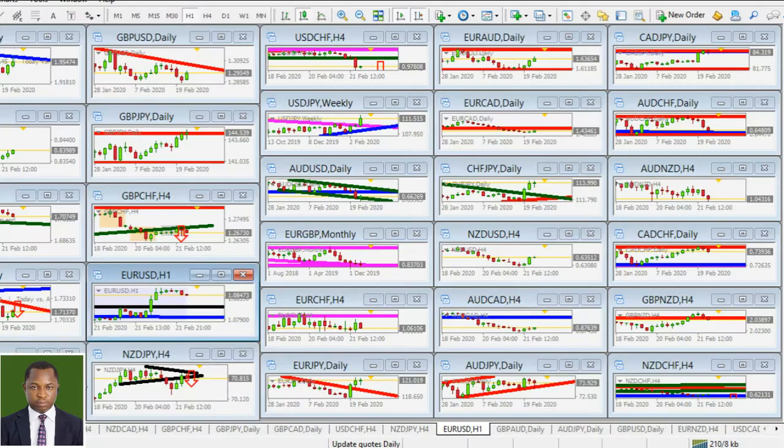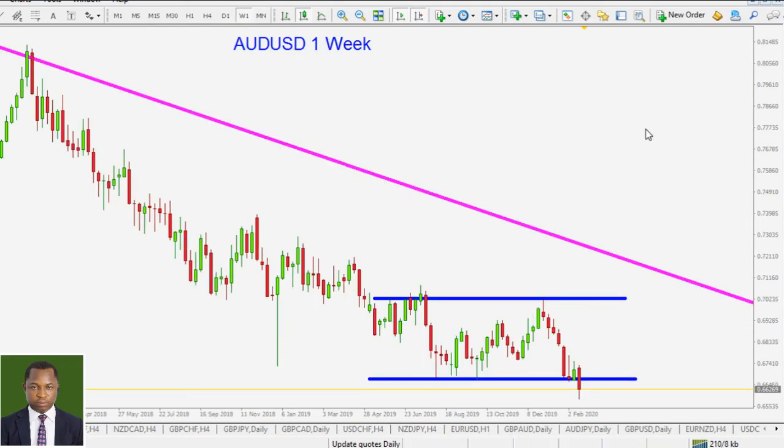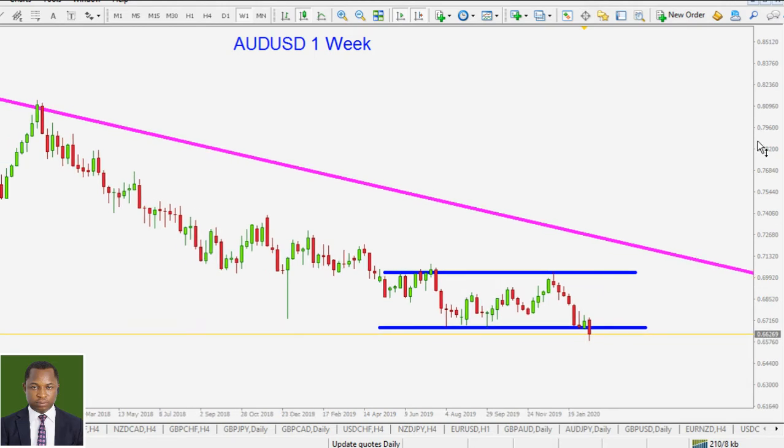All right, the first one here, we are going to be looking into the Australian dollar against the American dollar. Well, this is a kind of counter trade, a counter trend trading. So we are taking the analysis from the most low probability setup to the most highest probability setup.